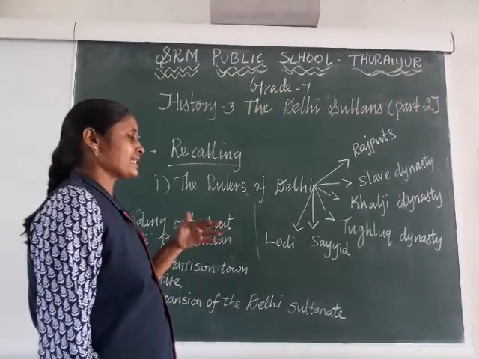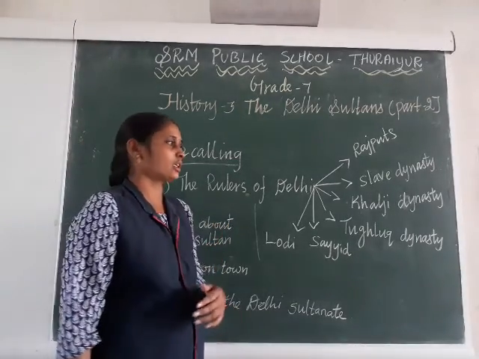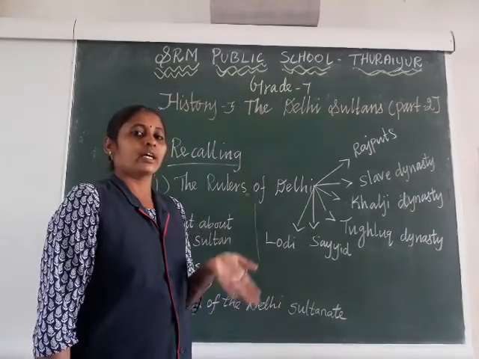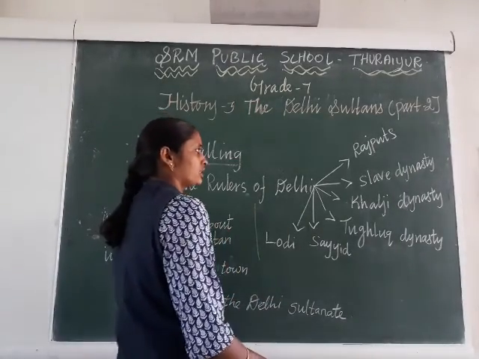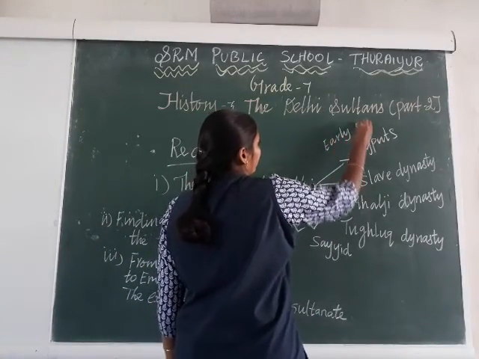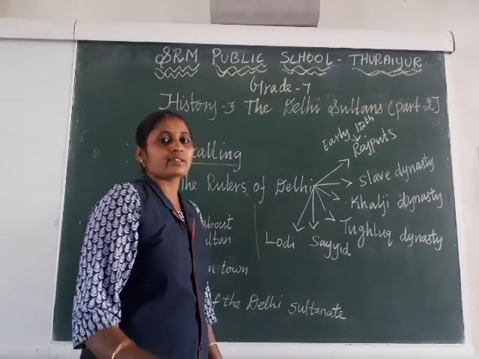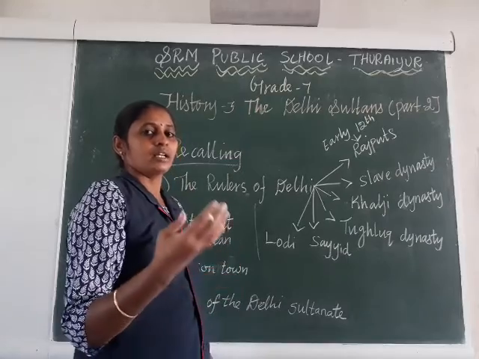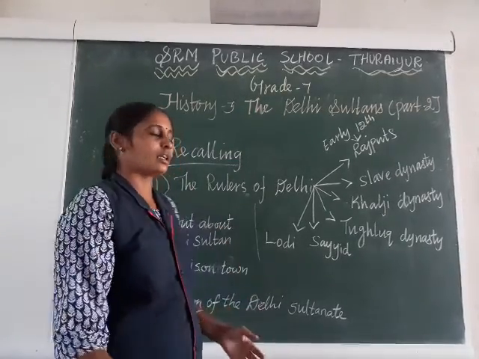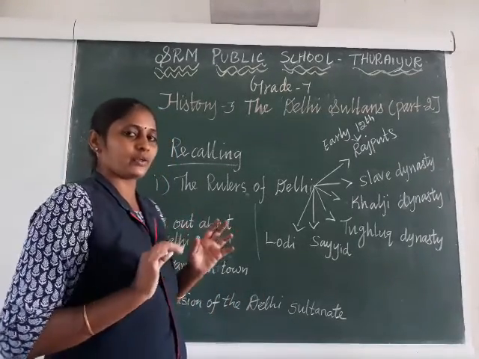In this lesson, the first thing we discussed was the rulers of Delhi. Before the Muslim kings entered India, in the early 12th century, Delhi was ruled by various Rajput kings, like the Tomaras, Prithviraj Chauhan, Jayachandra, like that. Many Rajput kings ruled Delhi and the surrounding area.